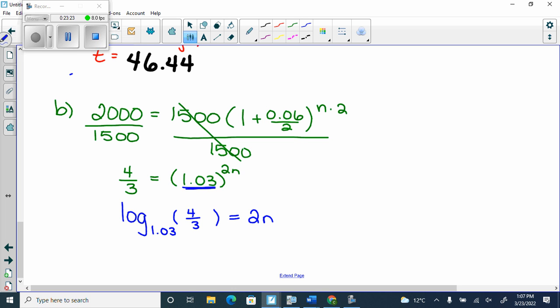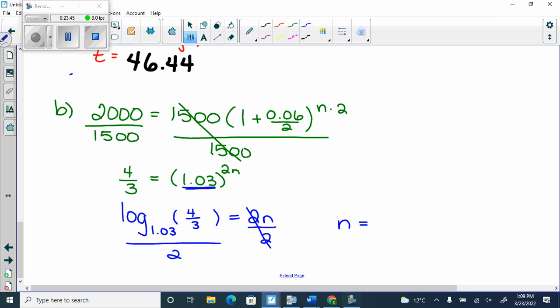Right? How do I get n by itself? Divide by 2. Every single person is using their calculator in whatever way they need to get it. Now, if you have the older calculators, you're going to have to go log 4/3 divided by log 1.03, hit enter, then divide it by 2. Try it out. What do you guys get?